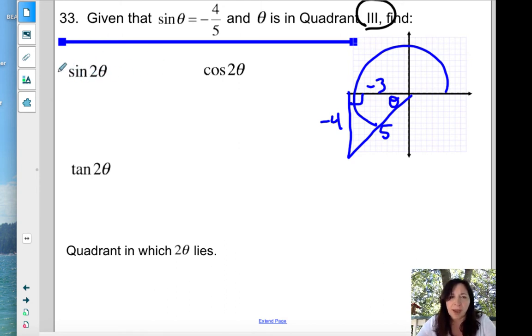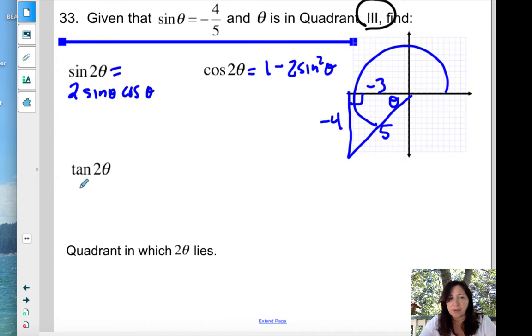Now, there are formulas that you will need to know. For sine of 2 theta, that's 2 sine theta cosine theta. And for cosine of 2 theta, my favorite one is 1 minus 2 sine squared of theta. And then for tangent, tangent's just sine over cosine. So tangent does have its own formula, but I can still use whatever I get for sine of 2 theta over cosine of 2 theta.